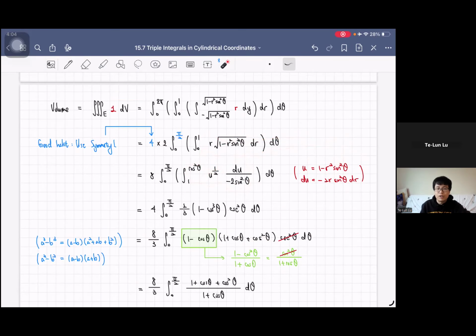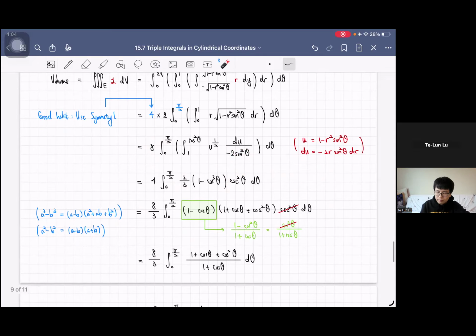Doing the anti-differentiation of the square root of u, you get 2 over 3 u to the 3 over 2, right? And by plugging in the upper and lower bound, you get 2 over 3 times 1 minus cosine cubed, and this 2 is cancelled out with this 8. And you have an extra cosecant squared theta here.